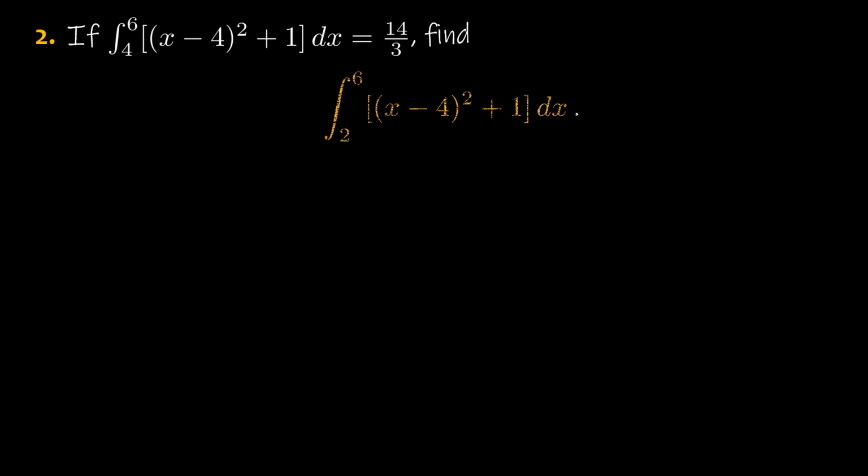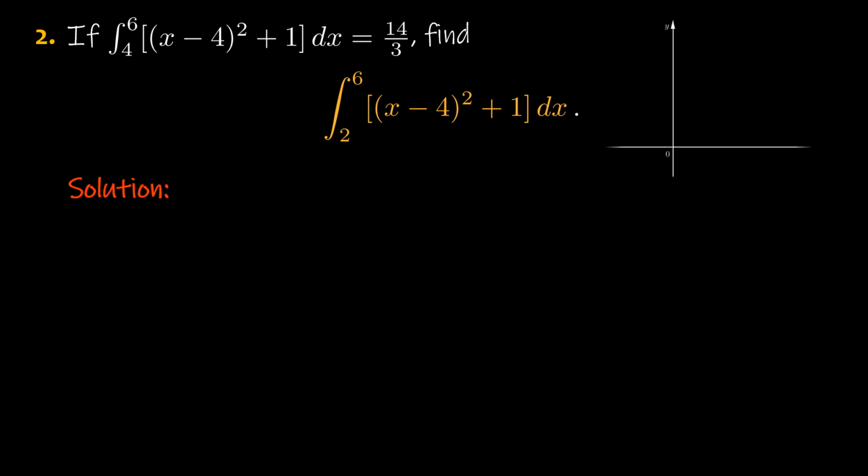Number 2. If the integral of the sum of the square of quantity x minus 4 and 1 dx, from 4 to 6, is equal to 14/3, find the integral of the sum of the square of quantity x minus 4 and 1 dx, from 2 to 6. Solution.